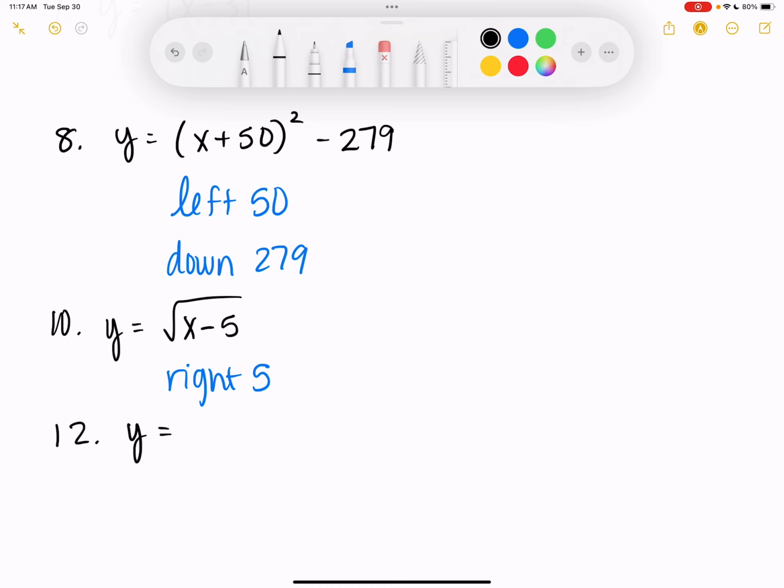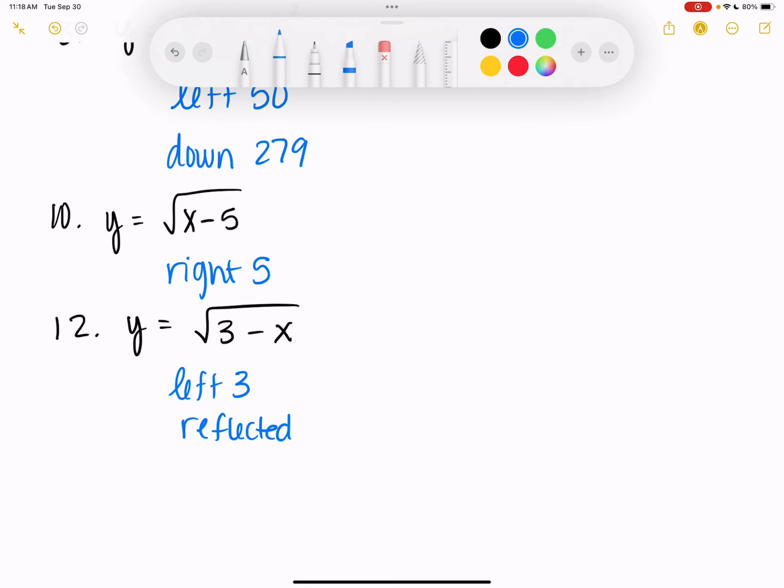Y equals the square root of 3 minus x. What do you think is happening with this one? It's going left 3, and it's reflected. If there's a negative on the x or a negative out front, it just changes which way it's reflected. But all you need to say is that it's reflected.